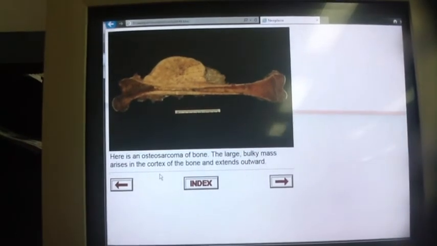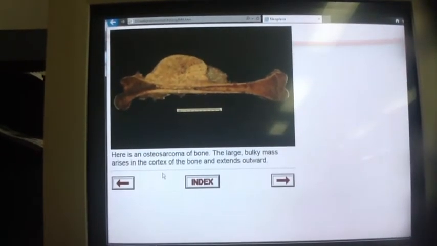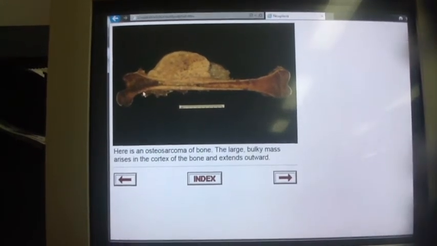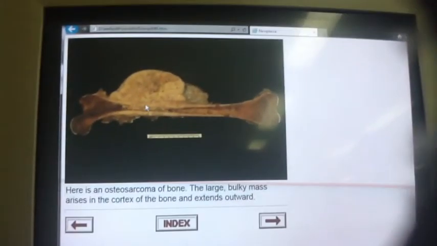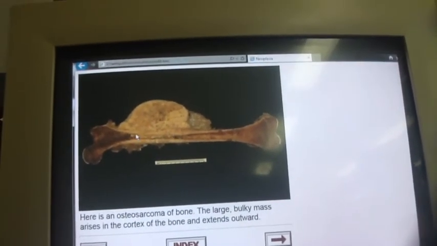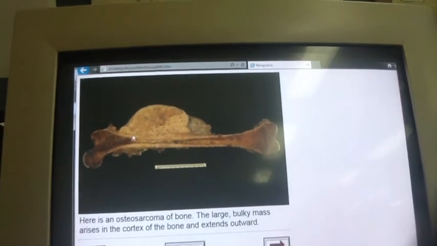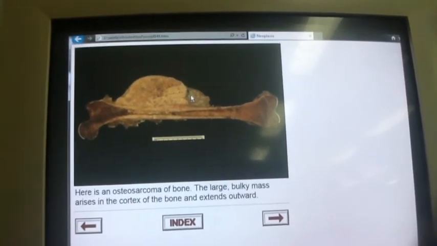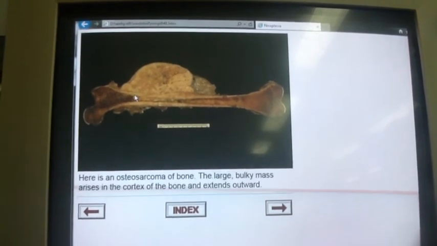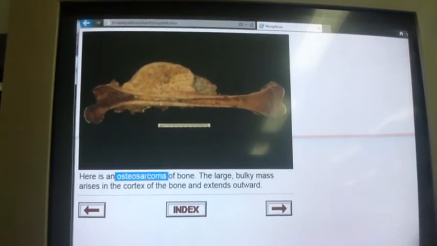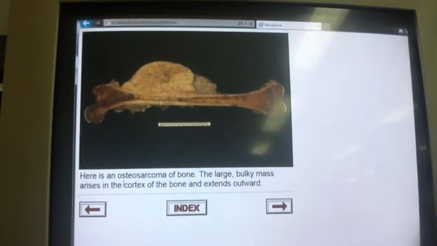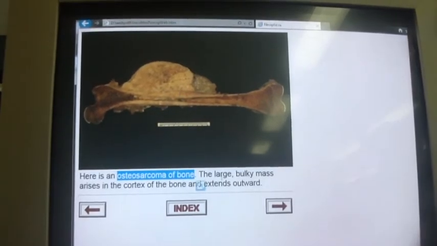Here is a gross appearance for a malignant bone tumor. This is the femur, and this is the head of the femur, and at the proximal side of the femur, we have this mass. This mass is arising from the cortical area of the bone, from the cortex, and extending outside the bone to form a mass. And this is sarcoma of bone. Sarcoma of bone is called osteosarcoma. Osteo means bone, and sarcoma is the malignant type of tumor. So we have osteosarcoma of bone in this picture.